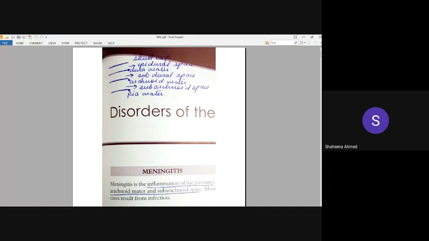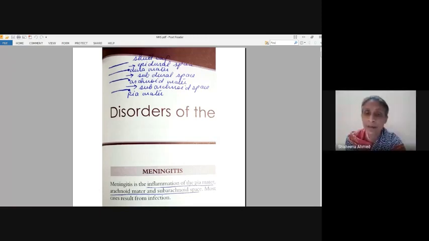Then there are three layers. The first layer is your dura mater, then arachnoid mater, and then pia mater. Between these three layers, we have got three spaces. We've got the epidural space, that is between the skull and the dura mater. Then we've got the subdural space, which is between dura mater and arachnoid mater. And then we've got the subarachnoid space, which is between arachnoid mater and pia mater.